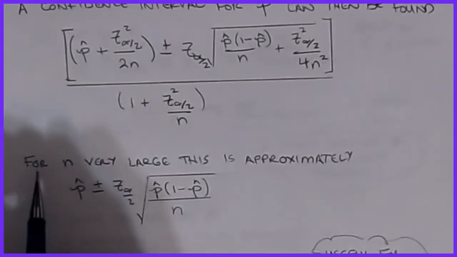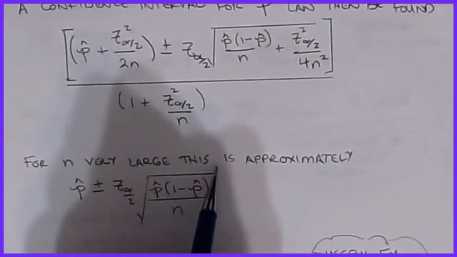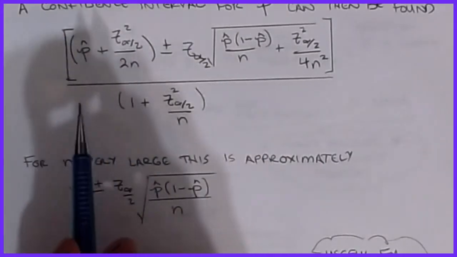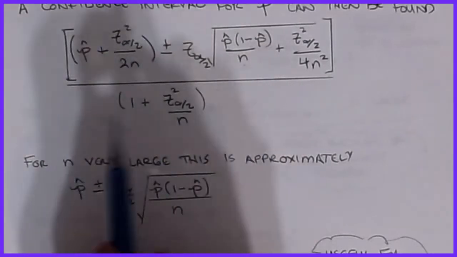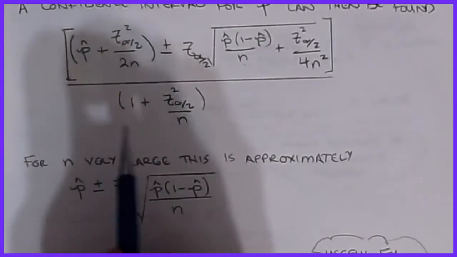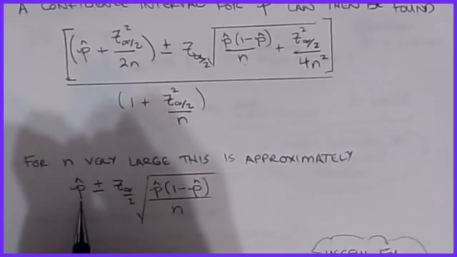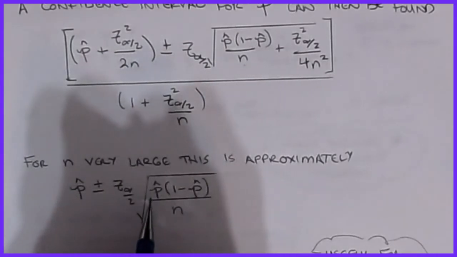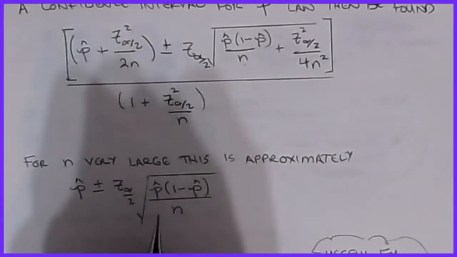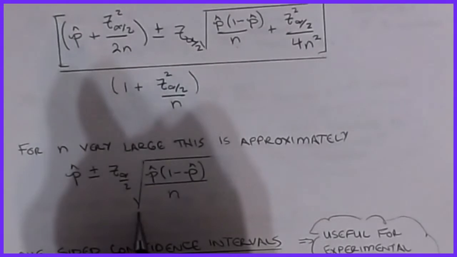So if we take our proportion confidence interval as this, and then for n very large, we can simplify this down. You can see that any term with an n in the bottom will vanish. And so the formula will simplify down to something that looks like our estimator plus or minus z alpha over 2 times the square root of our proportional estimate times 1 minus proportional estimate, all divided by n. So it's a very, very simple formula, and it starts to look like what we would expect.